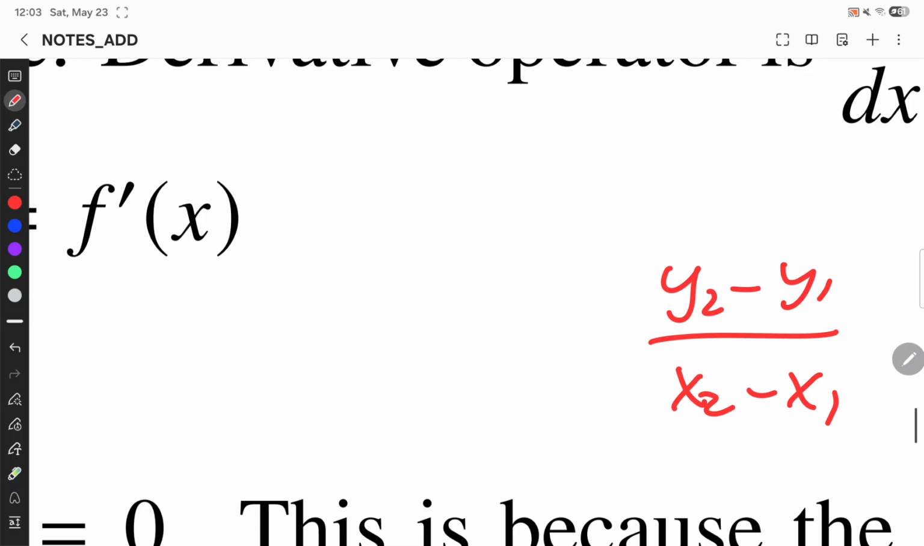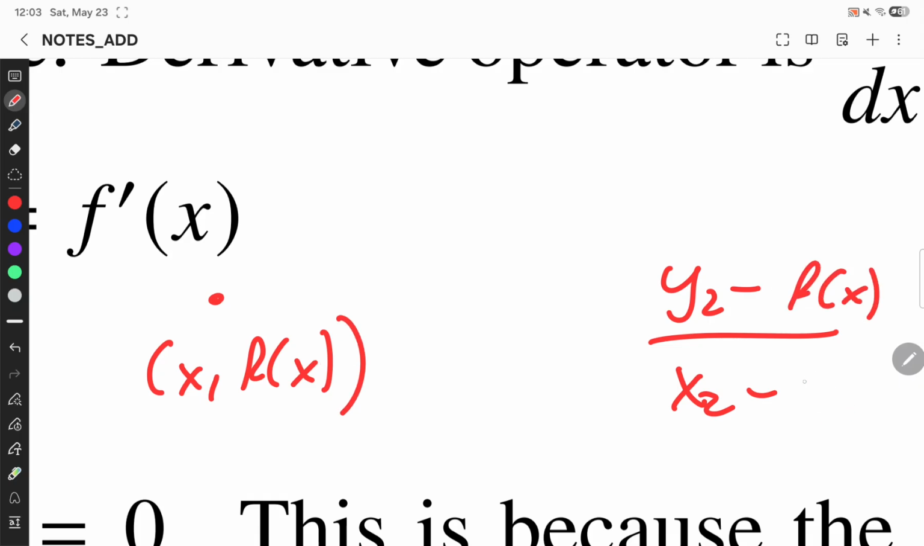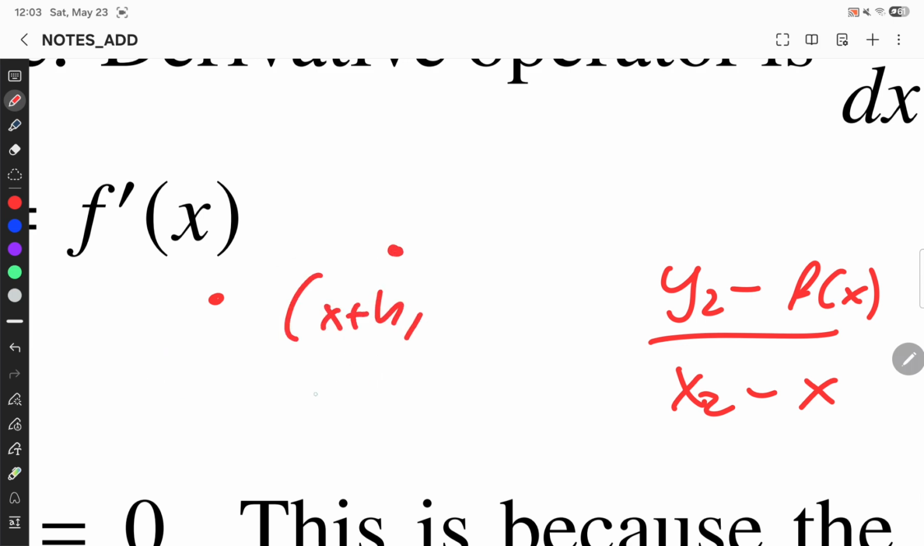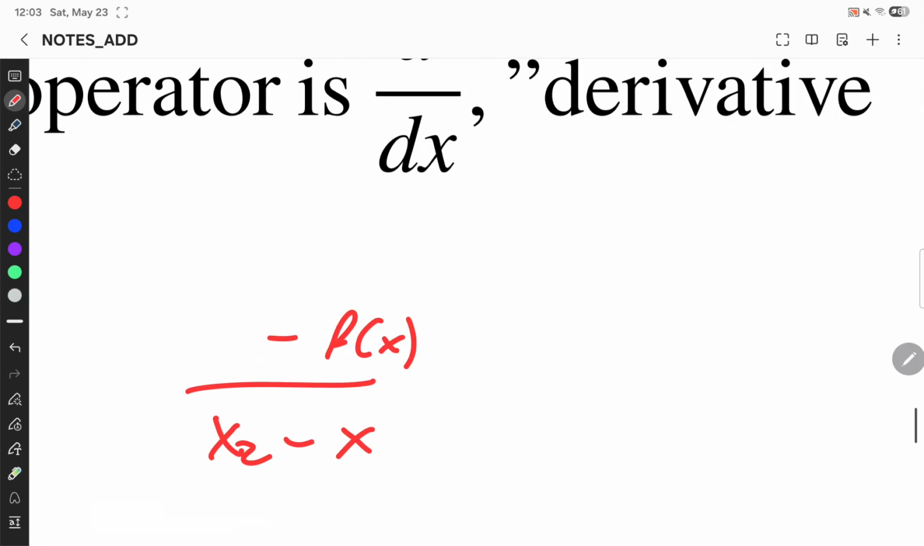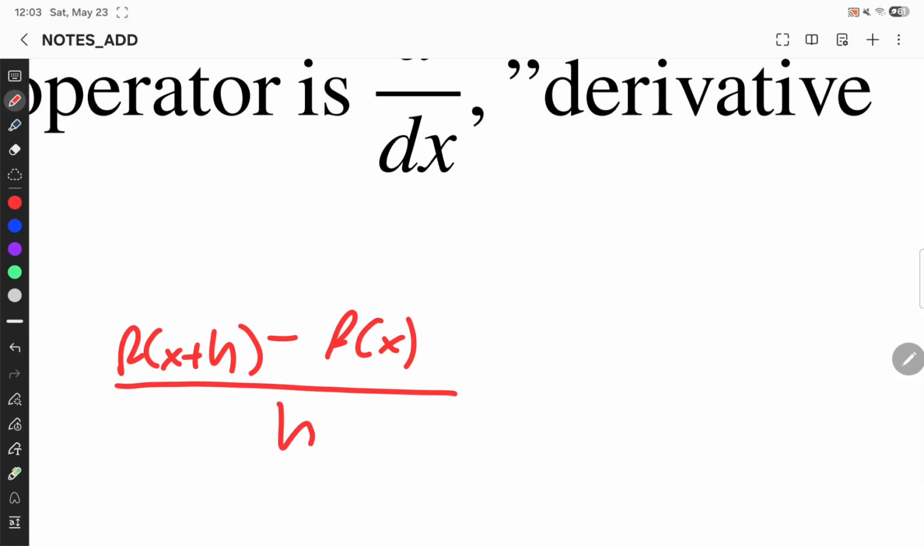What is our first point that we sampled? The first point we sampled is x, f of x. So we plug in this f of x, x. What is the second point we sample? The second point we sample is x plus h, f of x plus h. Nice. Now we will write this like so, x plus h minus x. The denominator simplifies to h, and this is our thing.